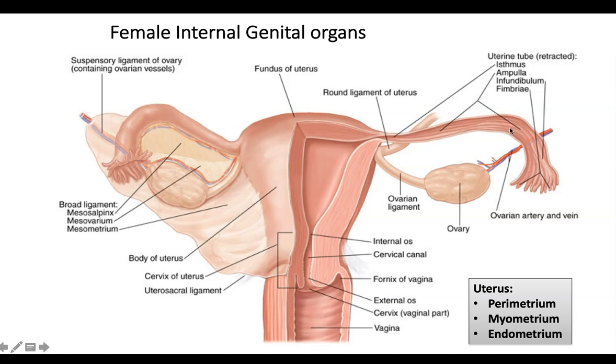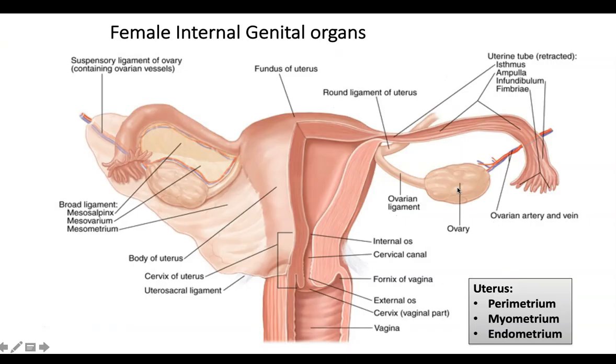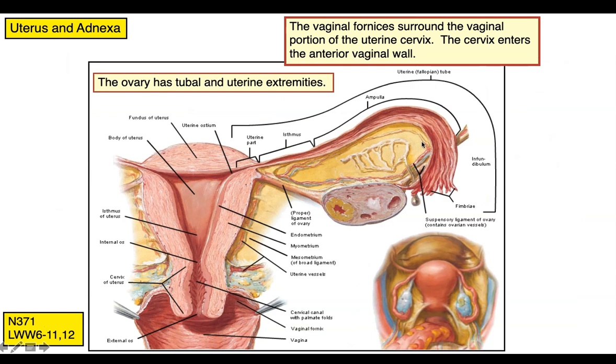The uterine tube has four different parts. This part of the uterine tube is called the infundibulum. The funnel-shaped end of the uterine tube is the infundibulum, which has the fimbriae, the finger-like projections. Then the widest and dilated part of the uterine tube is called the ampulla. This ampullary part is the usual site for fertilization. Normal fertilization takes place in the ampullary part of the uterine tube.